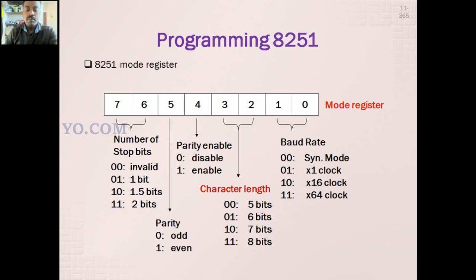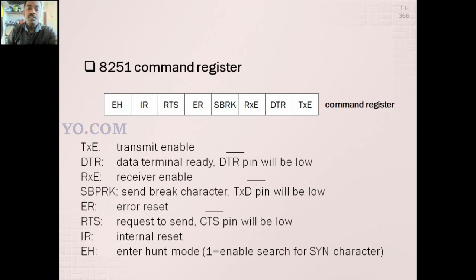So this is a very important thing. Based on this we can create one 8-bit number. That 8-bit number is loaded into the mode register, and according to that number the 8251 is operated. Next one is the command register. The command register is used to command the 8251 by using zeros and ones. The first one is TXE. If TXE is 1 it means transmit enable, if it is 0 it means transmit disable. The second one is DTR, data terminal ready.